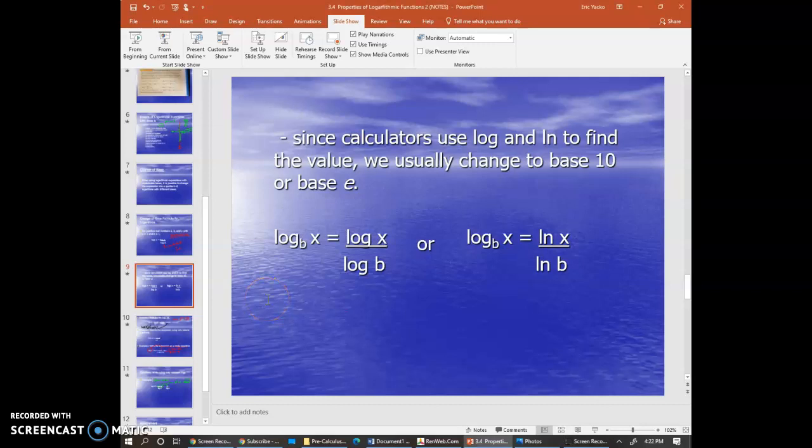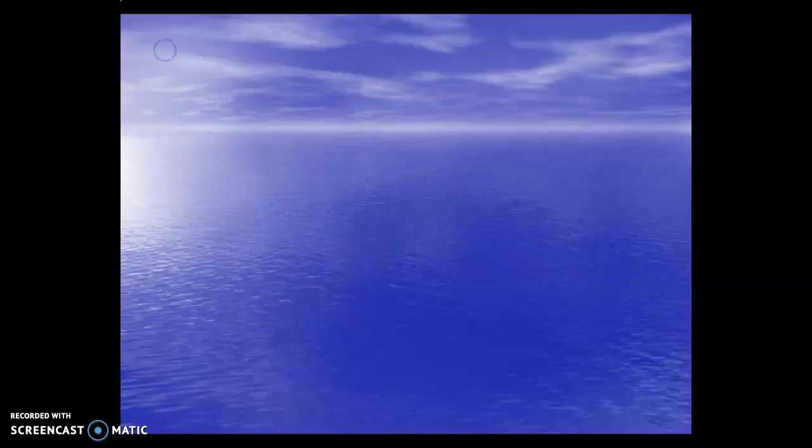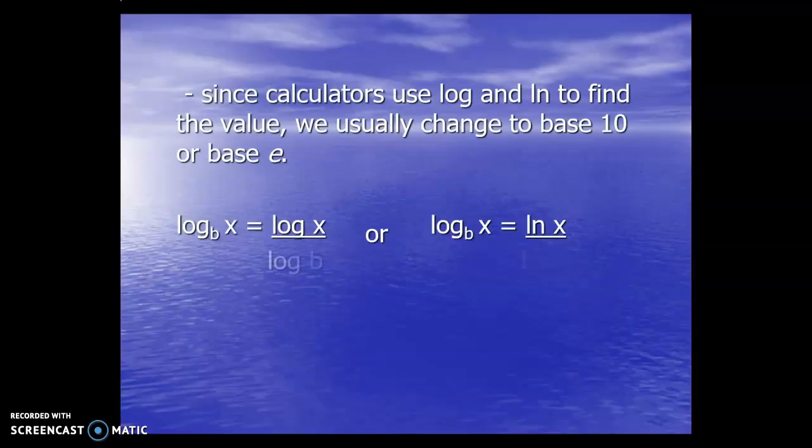And we're back here talking about the change of base formula. Basically, you could change it to either log base 10 or natural log, and you can do either one in the calculator. So let's look at some examples of changing the base.